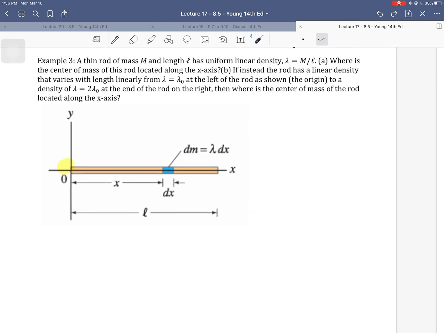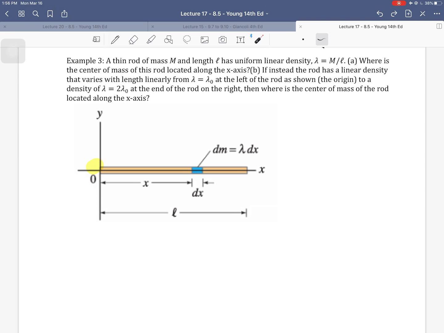Example 3 represents a shift from dealing with discrete systems of particles and finding the center of mass of that discrete system to a continuous object. So this is an object with a continuous mass distribution. Let's take a look at how this problem differs. And of course, this problem, unlike the ones we've seen so far, will require calculus.